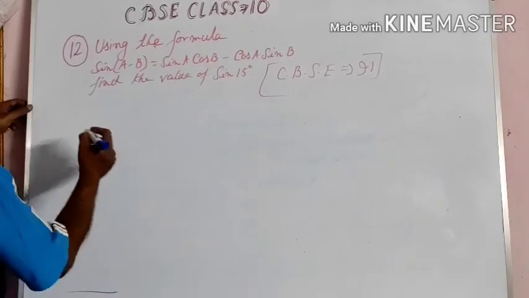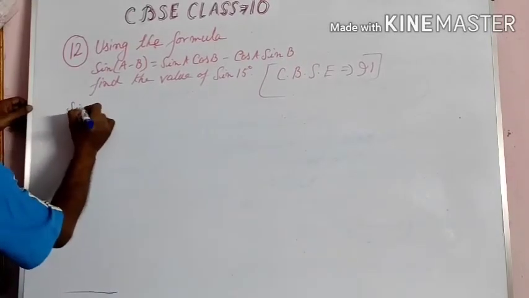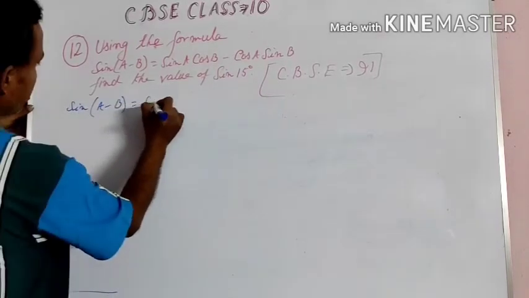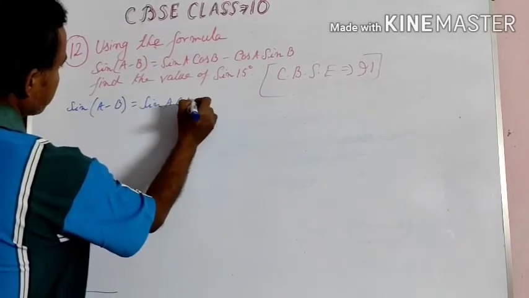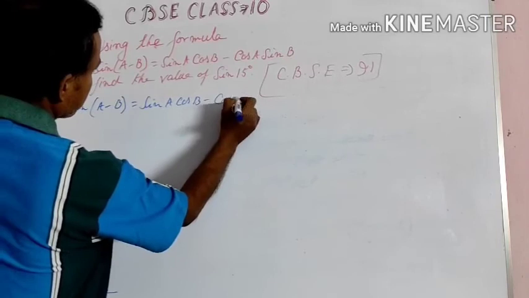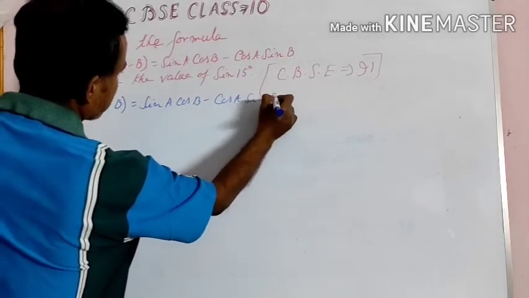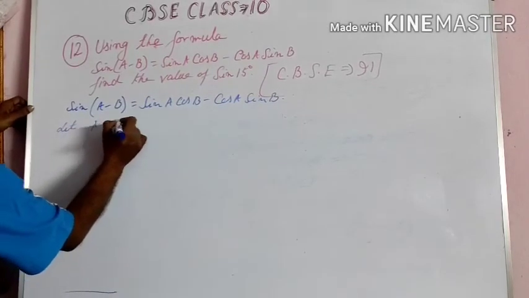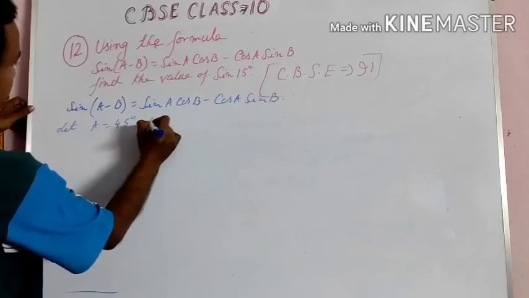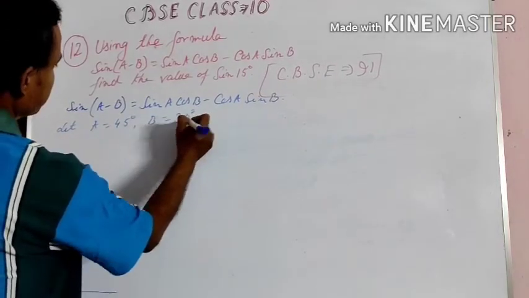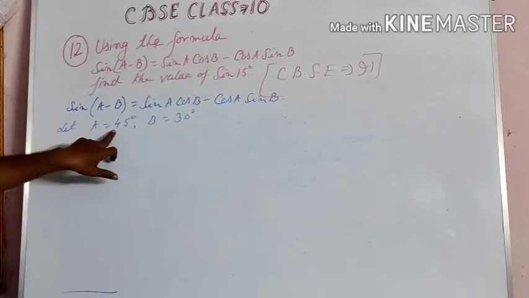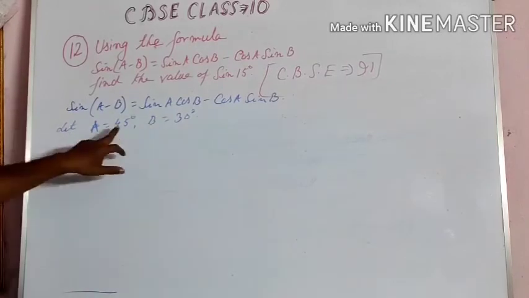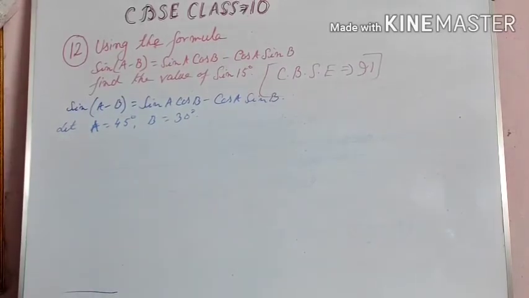Okay, so here sin (a minus b) is equal to sin a cos b minus cos a sin b. This is given. Let a is equal to 45 degree and b is equal to 30 degree. So these are the known values, that is why I am taking a is equal to 45 and b is equal to 30 degree. The difference will be 15 degree, 45 minus 30 is equal to 15 degree.